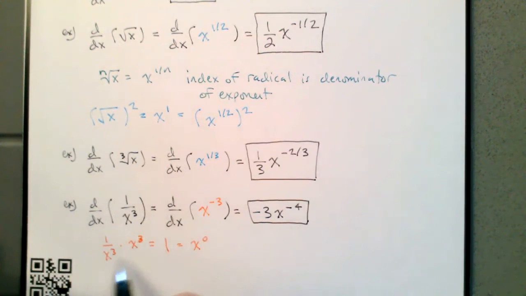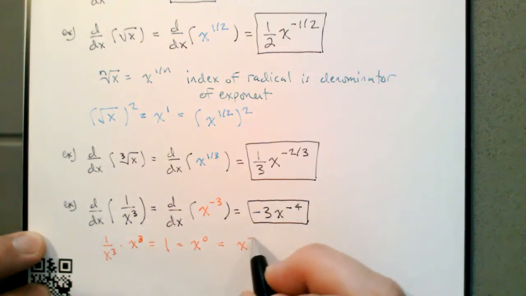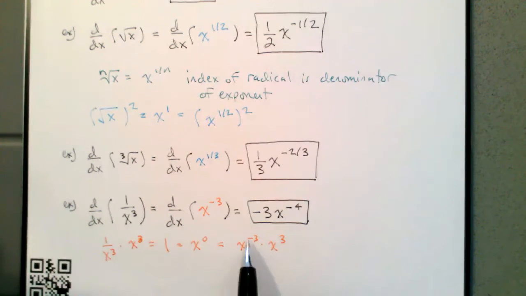We also know that when we multiply things with the same base, we add the exponents. So it must be that this 1 over x to the 3rd is an x to the negative 3 power. Because when we multiply things with the same base, we add the exponents. Negative 3 and 3 will make x to the 0, which is where the 1 comes from. So the x to the 3rd in the numerator cancels out with an x to the 3rd in the denominator. So we multiply by the exponent, subtract 1 from the exponent.